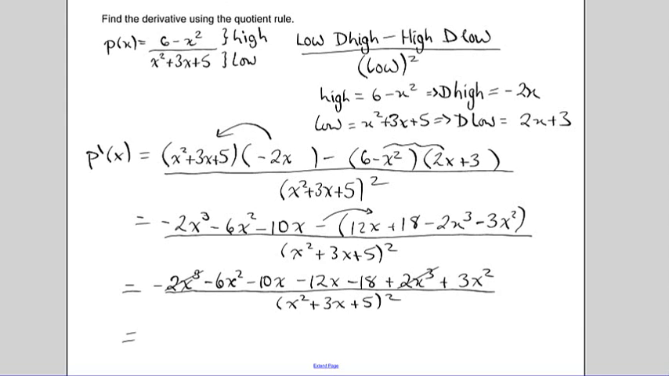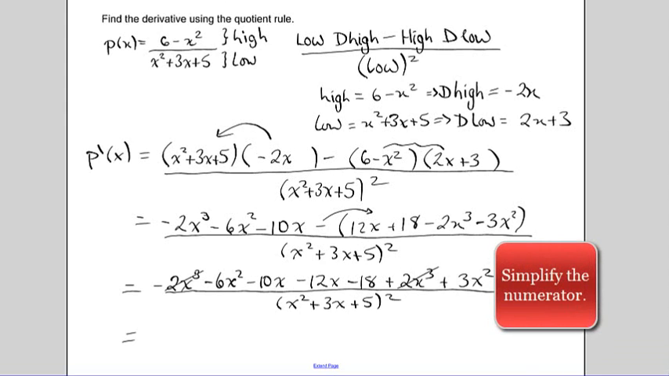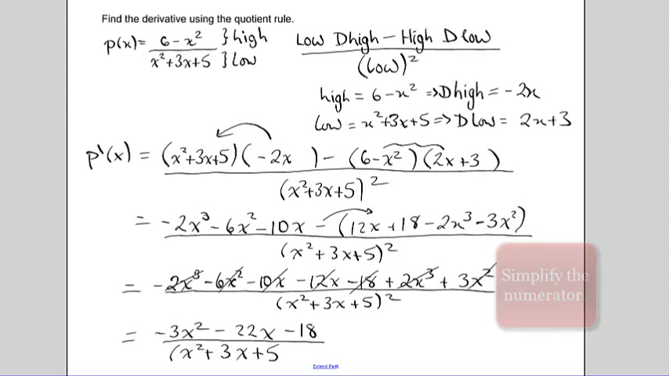I can cross out the negative 2x cubed with the positive 2x cubed. And for the quadratic terms, I can combine negative 6x squared with positive 3x squared to give me negative 3x squared. Now for the linear terms, I can combine negative 10x with negative 12x to get negative 22x. And then there's just the one constant, negative 18. So this is all over low. Now we've simplified our derivative, and this completes the exercise.